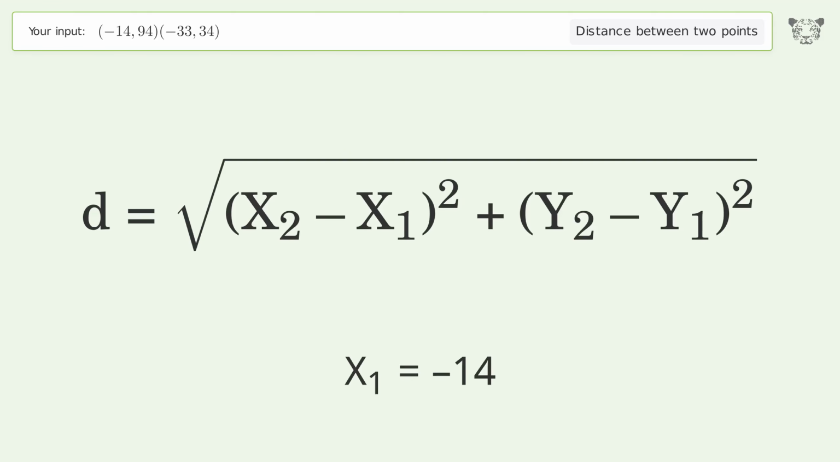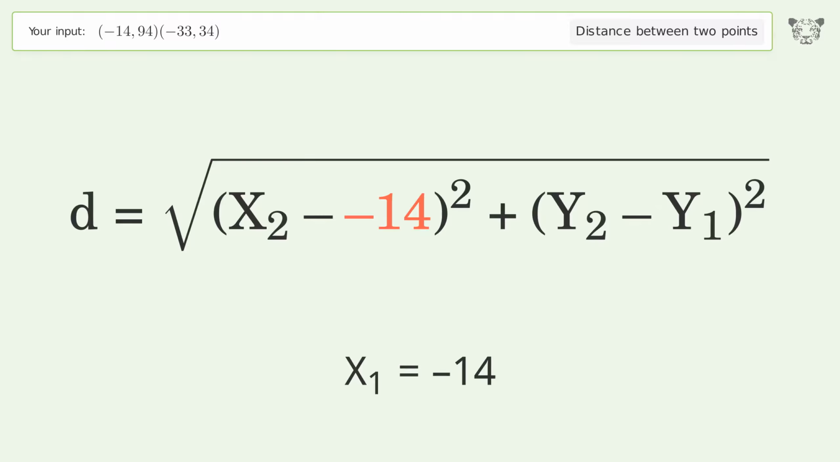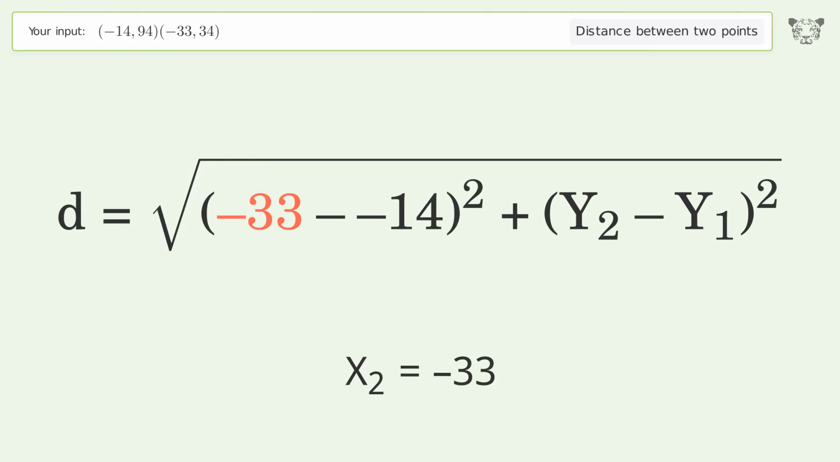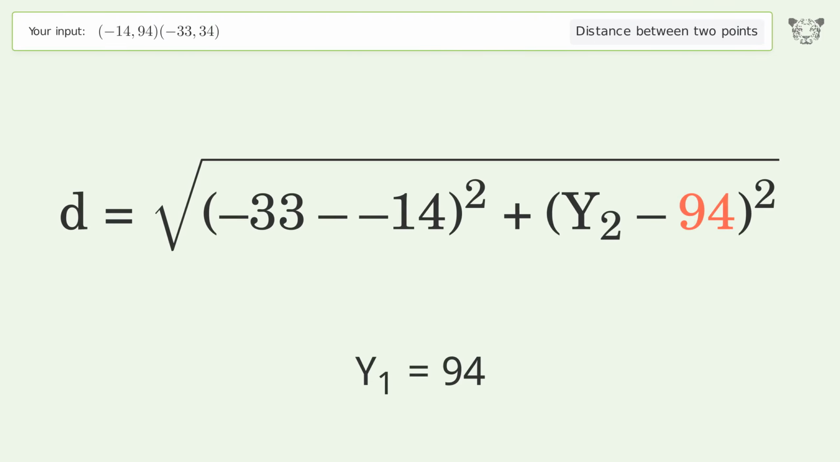x1 equals -14. x2 equals -33. y1 equals 94. y2 equals 34.